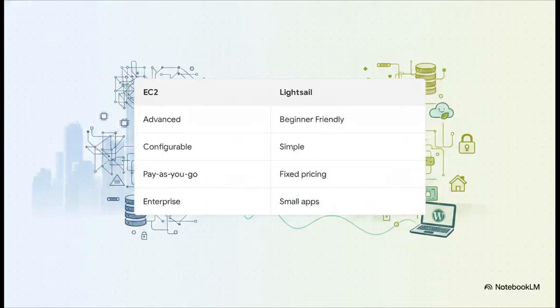But what if you aren't some enterprise-level developer? What if you're a beginner just wanting to host a simple WordPress blog? Well, that's where this comparison becomes really important. EC2, as we know, is advanced, highly configurable, and charges pay-as-you-go, which makes it perfect for enterprise workloads. But we also have Amazon Lightsail. Lightsail is the simplified cloud platform. It is exceptionally beginner-friendly and features a fixed, predictable monthly pricing model. So if an exam question mentions a small business needing a simple virtual private server, or VPS, with predictable costs, do not choose EC2. Hit the nail on the head and choose Lightsail.